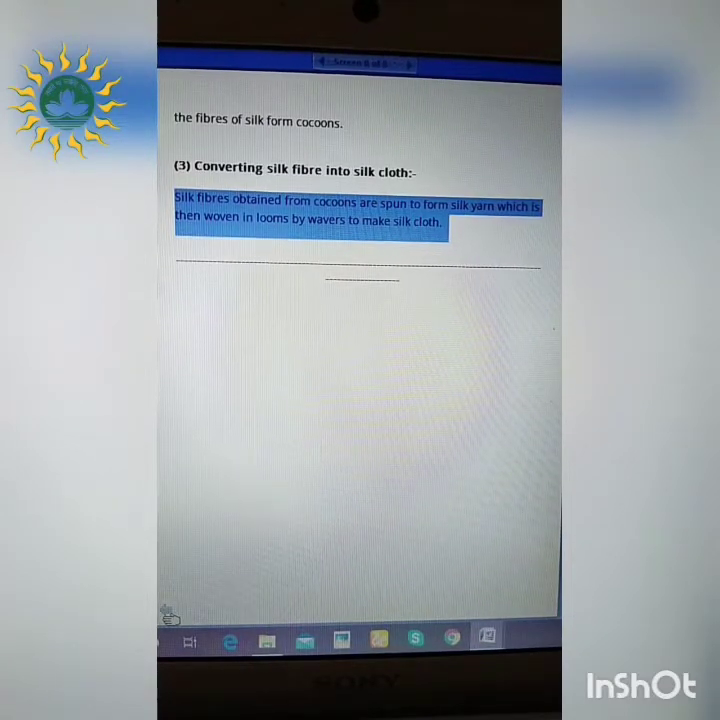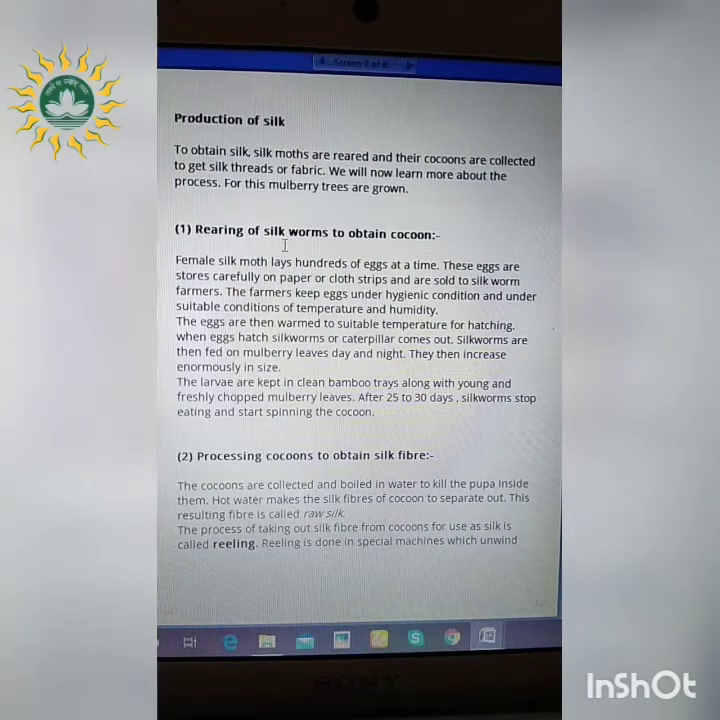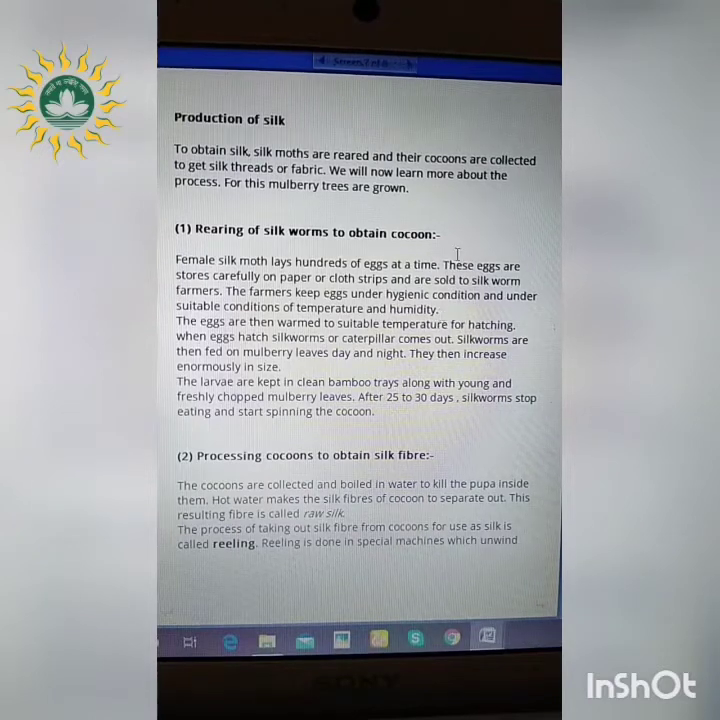So in this step, what happened? Production of silk had 3 steps. Firstly, rearing of the silkworms. In this one, the female silk moth lays hundreds of eggs, and these eggs are carefully stored on paper and cloth strips, and under hygienic conditions, they are hatched out. So these eggs ultimately transform into caterpillars. Caterpillars are fed on mulberry leaves, and ultimately they change into cocoons.